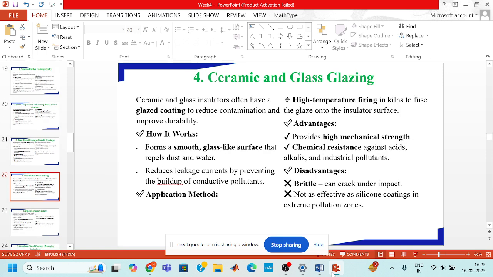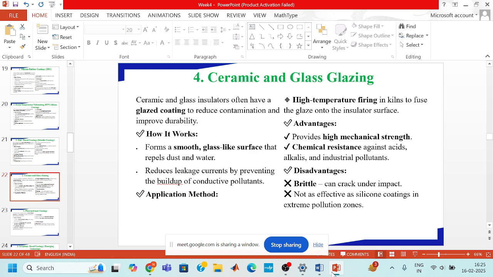Now, fourth is the ceramic and glass glazing. Ceramic and glass insulators often have a glazed coating to reduce contamination and improve durability. It forms a smooth, glass-like surface that repels dust and water, and it reduces leakage currents by preventing the buildup of conductive pollutants.